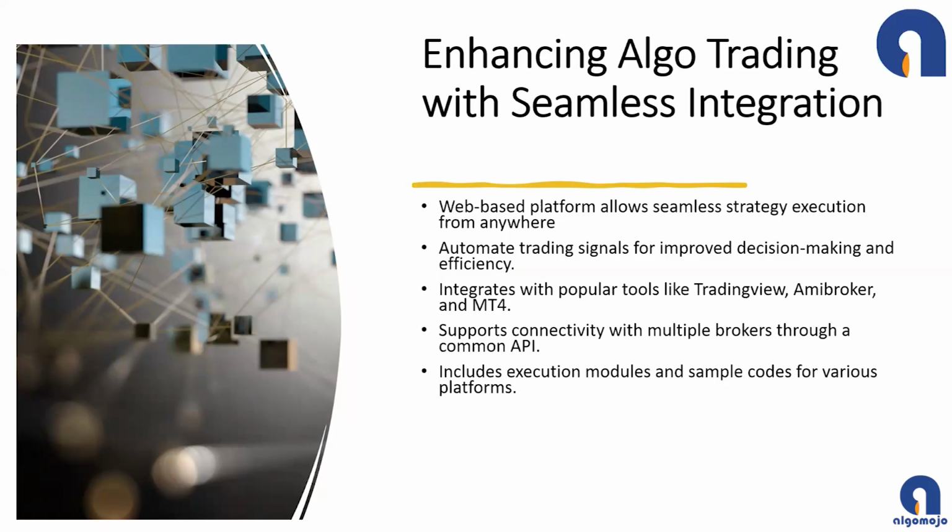We provide various execution modules, whatever simple codes are required to be used for automation. It is made available to the users. All you need to do is just do a small copy paste from our platform. You copy these codes and paste it in TradingView or Amibroker or charting kind of platforms, and we will be able to receive the signals and place orders as per your requirements.